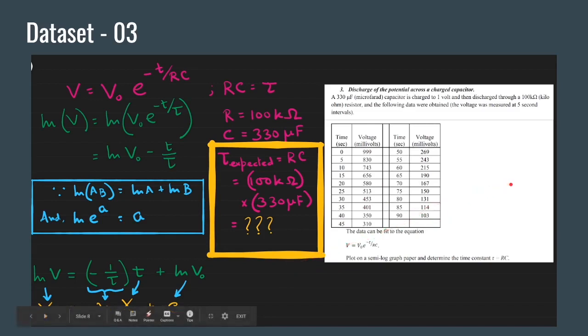You apply that and know for a fact that in this case the slope is negative 1 over tau. So once you have an estimate of the slope, when you plot natural log of V on the y-axis and the time t on the x-axis, and then apply a trend line to it, the slope that you get, equate that to negative 1 over tau, and then you can estimate what the time constant tau is. Then you can compare with the expected value of tau.